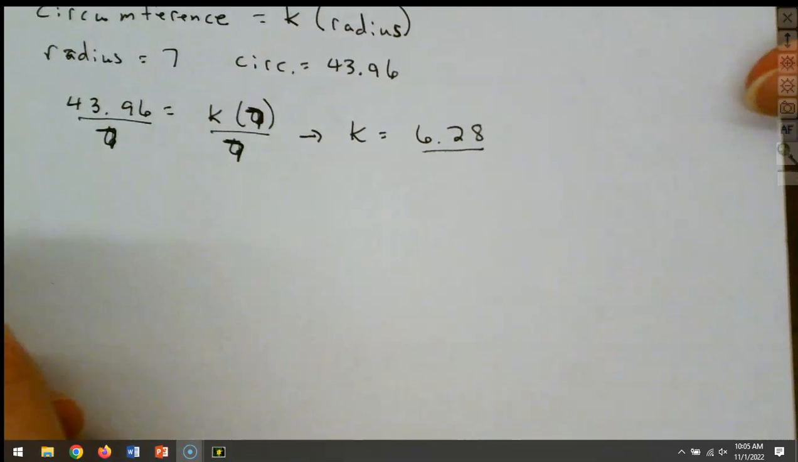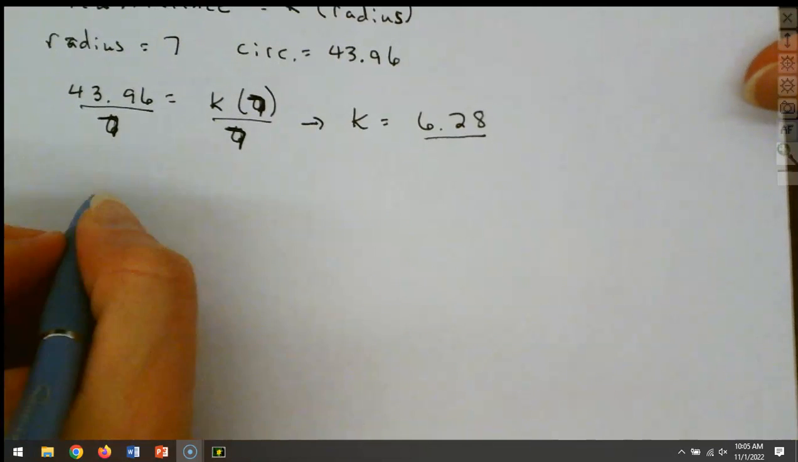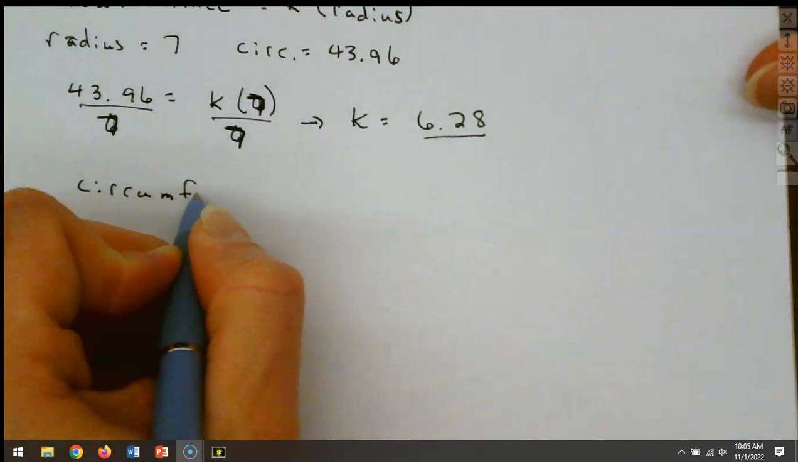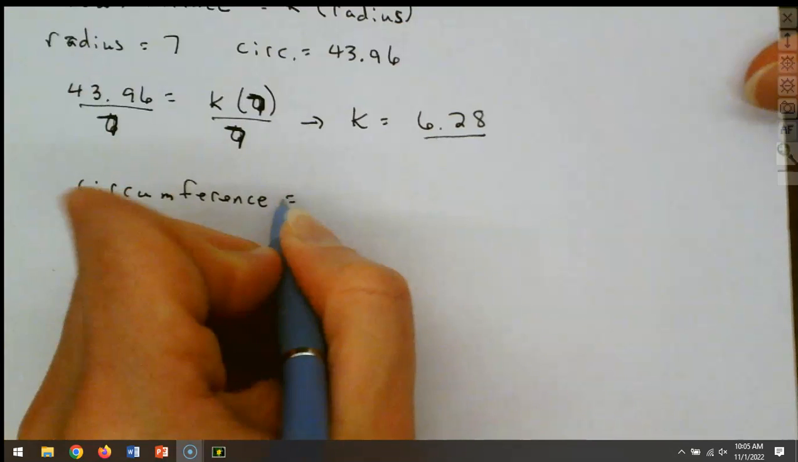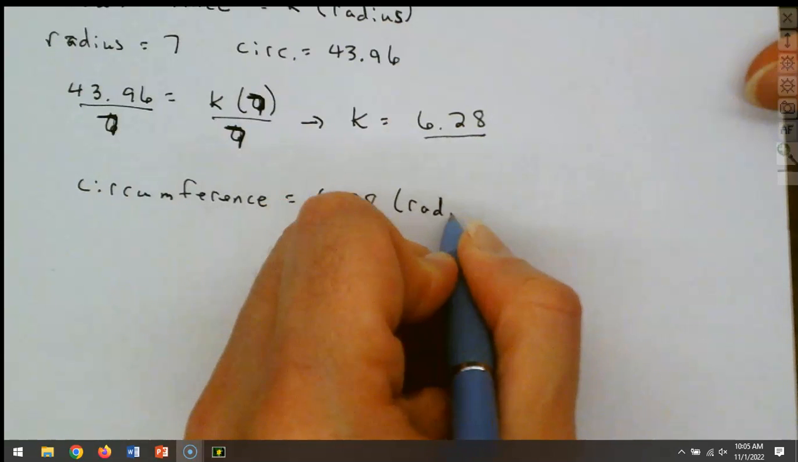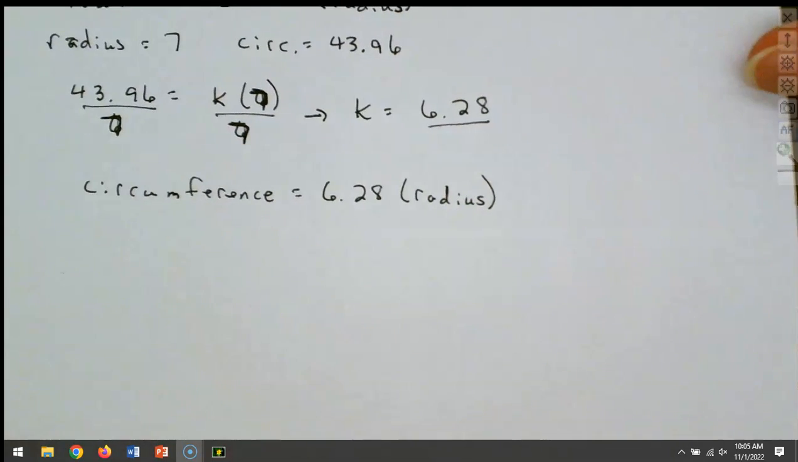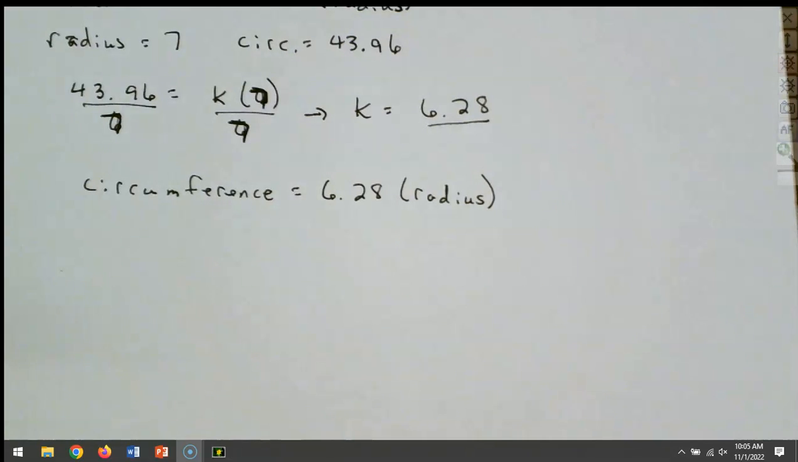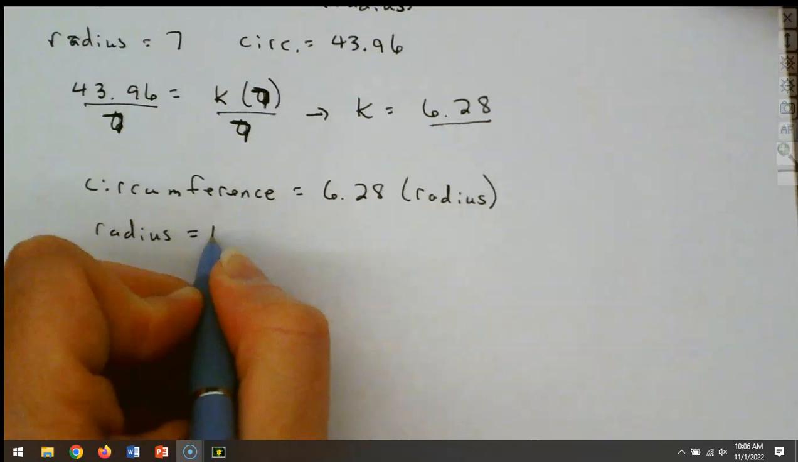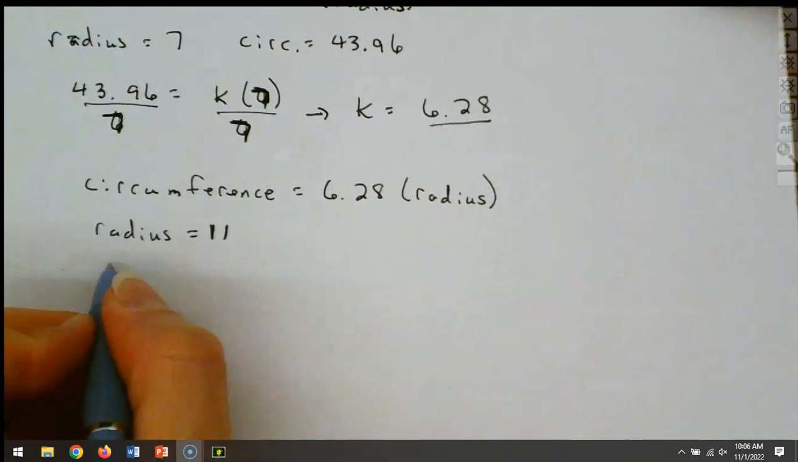Now we can rewrite our formula. So now we're going to rewrite this as a circumference is equal to 6.28 times the radius. Now we're going to change it. So we rewrite our formula with the new k. And what do we want to now find? It says find the circumference of a circle if its radius changes to 11. So now our radius is going to be changed to 11, and we have to find our circumference.